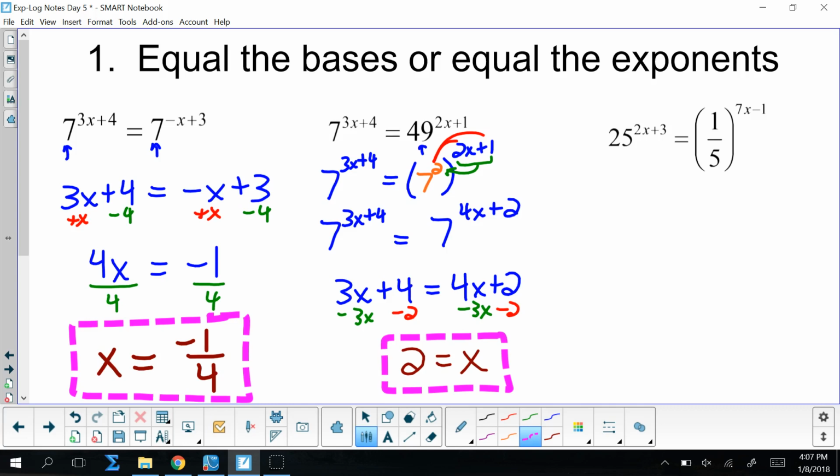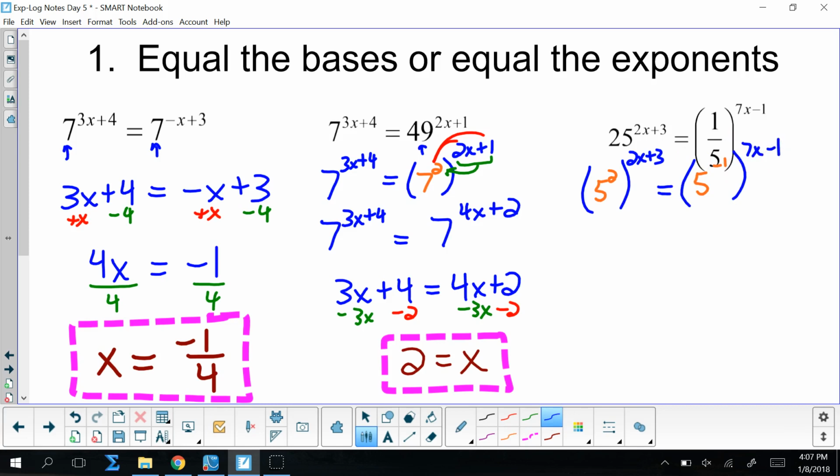Okay. Here, I would say that 25 is 5 squared to the 2x plus 3 power. And then I would say that 1/5 is 5 to the negative first power to the 7x minus 1.